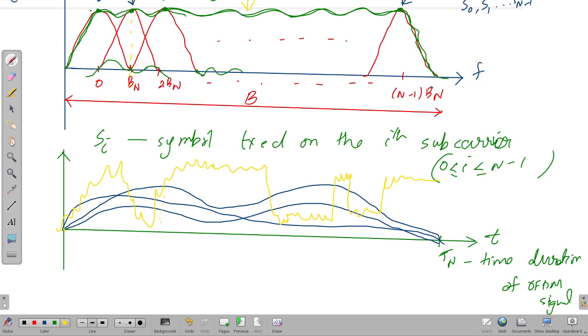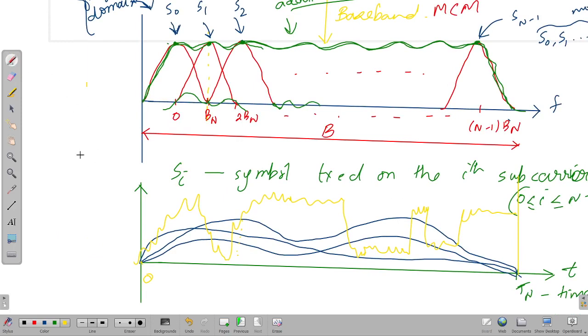But the thing is, the signal is time limited, right? It is limited in time. The signal extends from 0 to Tn. So this is the time domain OFDM signal, and this is the frequency domain OFDM signal.